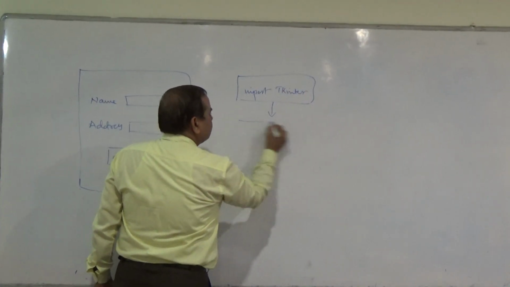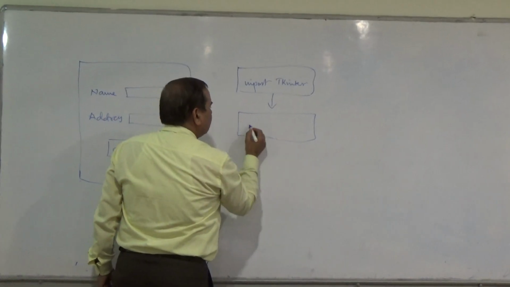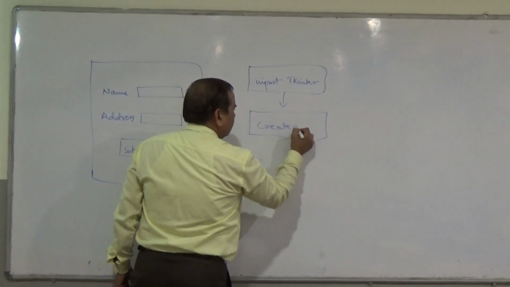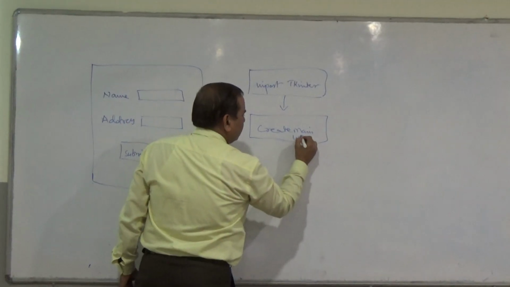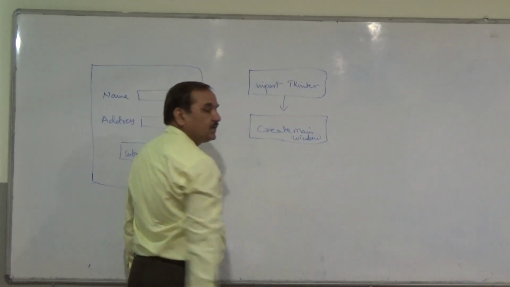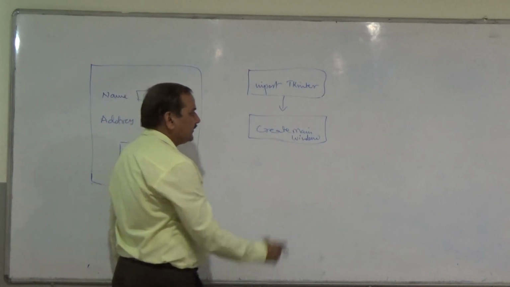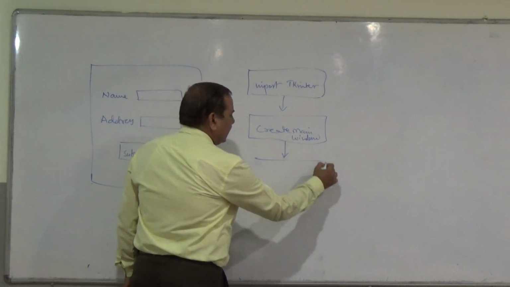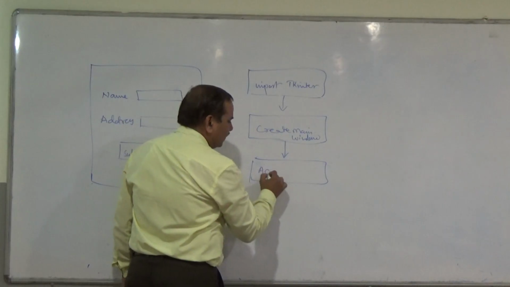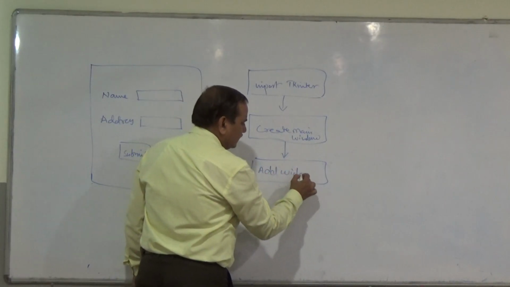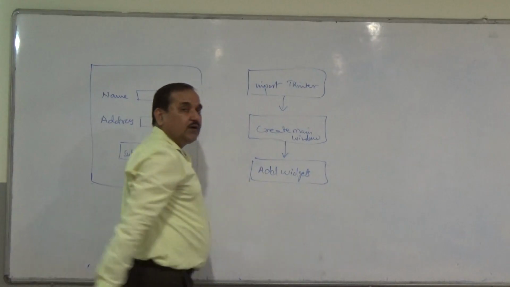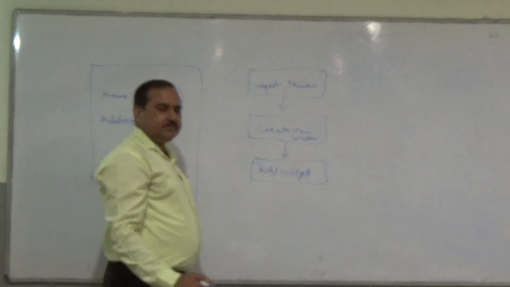After that, the second stage is to create the main window. Yes, this is the second step for creating a graphical user interface in Python. And the third step is to add widgets. That is according to your requirements; according to your requirements, you can add the widgets.